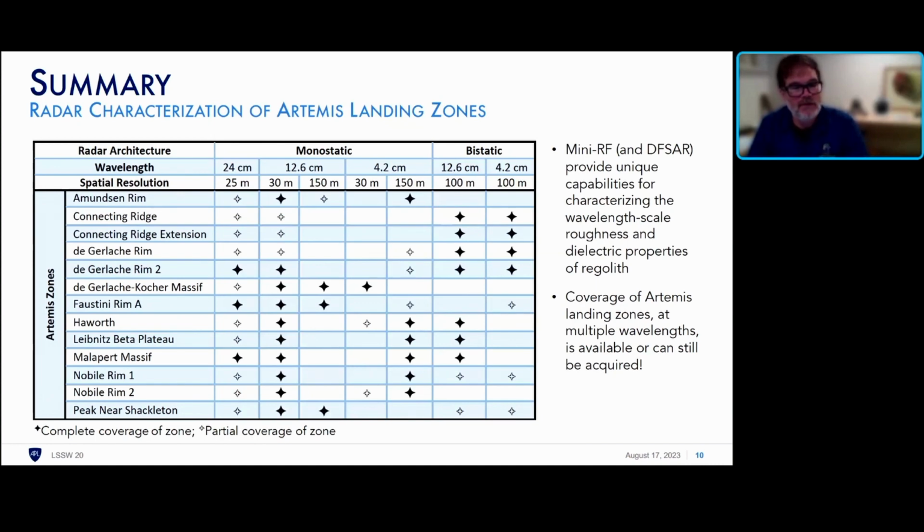So we can continue to utilize Mini-RF data, we can collect new bistatic X-band data with Mini-RF, and we can look at leveraging DFSAR in orbit around the moon to get additional data for Artemis zones. And I would contend these are very useful data for characterizing landing sites and science operations in these regions. And with that, I'll finish.